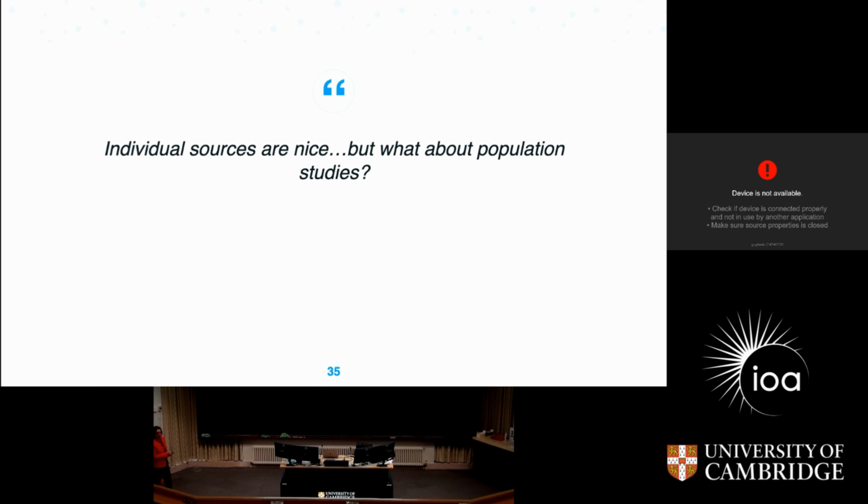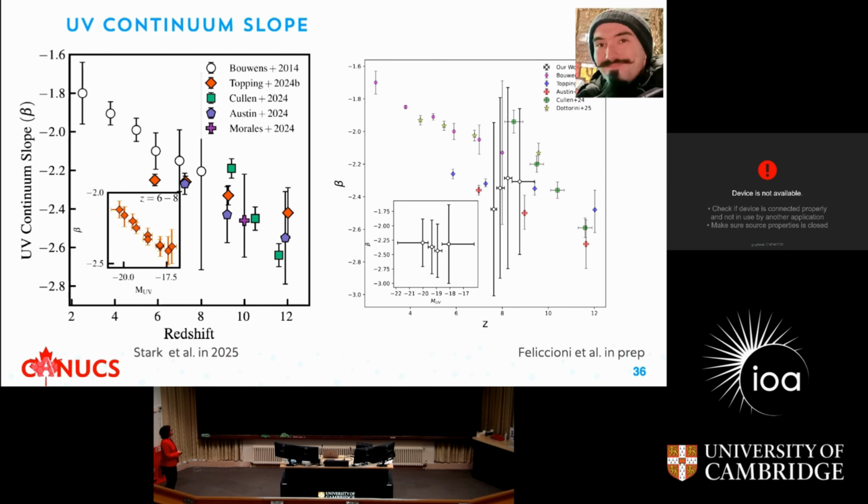But anyways, what about population studies, right? When we really want to learn something about what early galaxies are doing, what you really need is also to do population studies. So here is one thing that we are also doing in CONOX: measuring the UV slope. What you see on the left is the literature values from Stark. On the right is my student Giordano Felicioni's work. So soon we'll be able to say something about the UV beta slope of faint galaxies, because of lensing, we can push down to MUV of minus 17 or 16 to measure UV slopes of these galaxies.